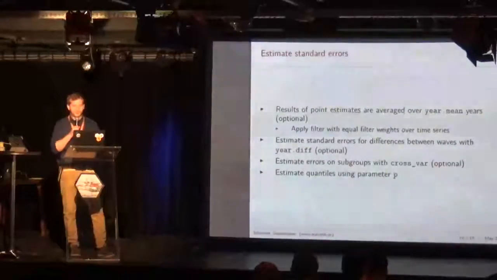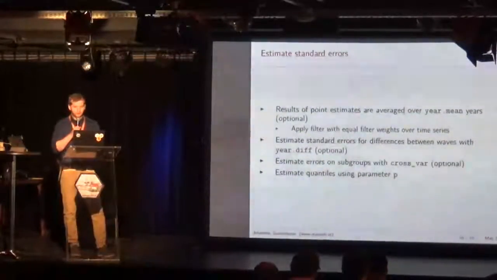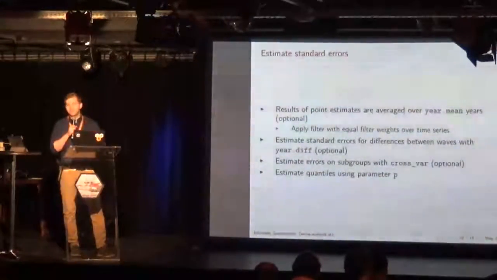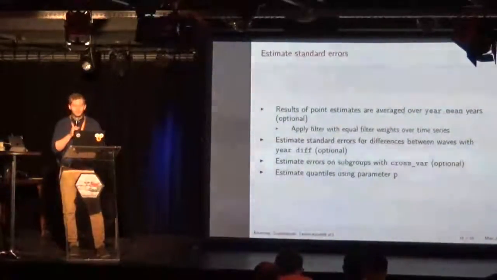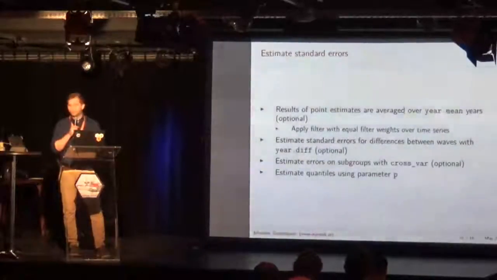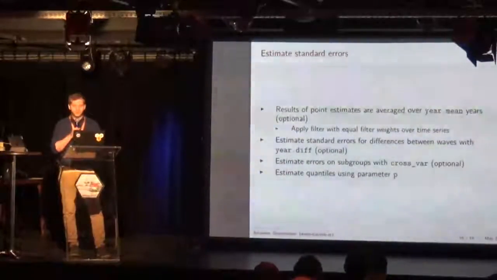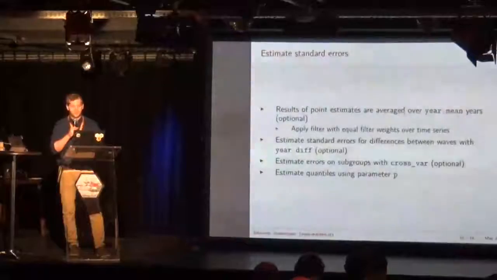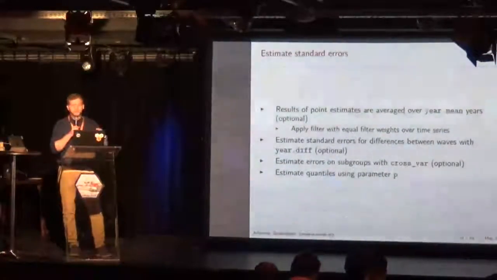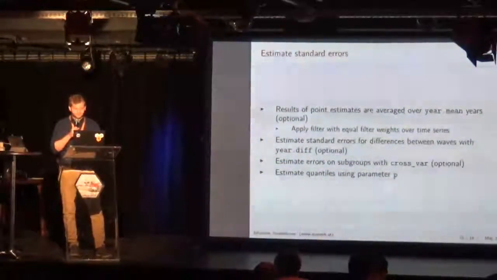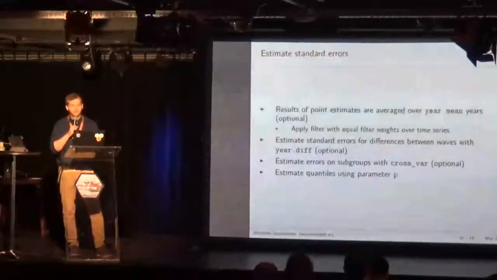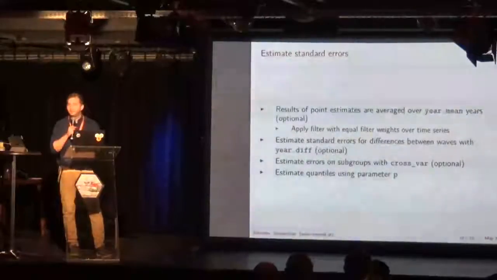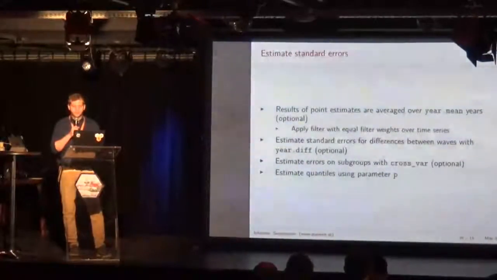There are also other parameters where you can define, okay, I want to do this averaging, then I specify the period.mean parameter, or I want to do this difference between waves, then I can specify the period.diff parameter. And for all these subgroups, where I said at the beginning that it is also a goal to get estimates on subgroups, you can specify any subgroups you want with the parameter crossvar, anyhow you want, and as many as you want.